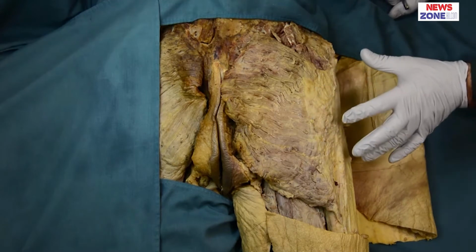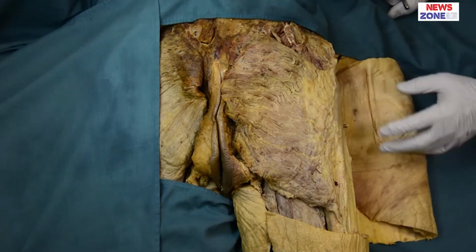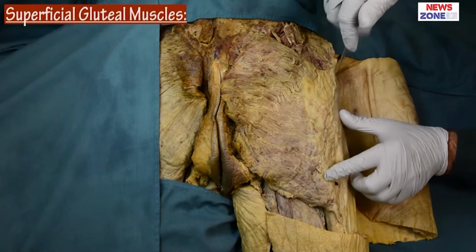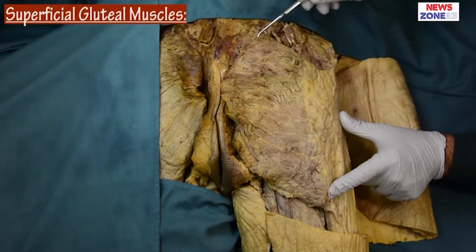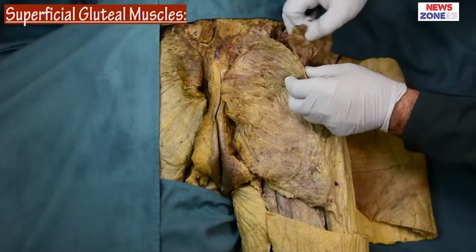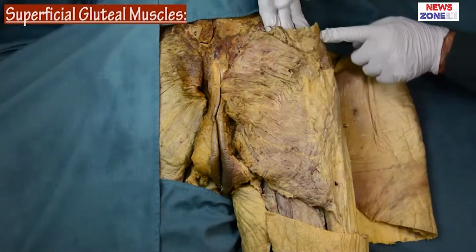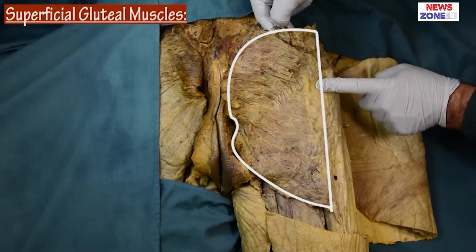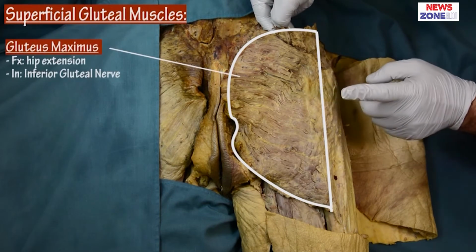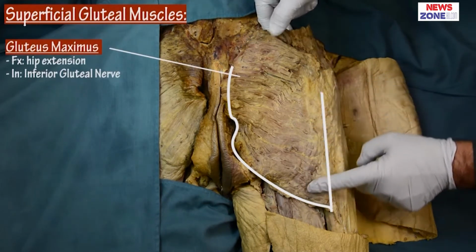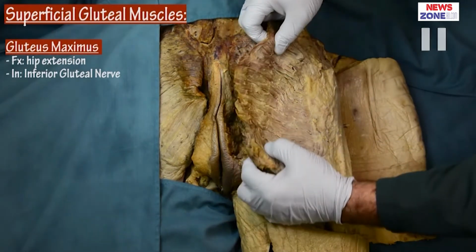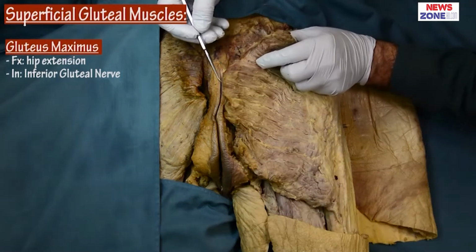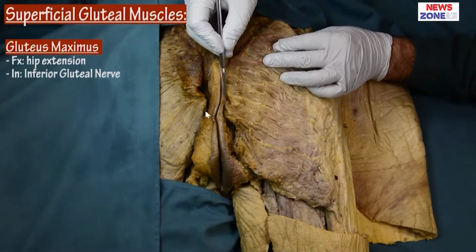Now, whenever you are dissecting the gluteal region, you have to remove the gluteus maximus muscle to see the underlying structures, because the gluteus maximus is so big that it hides the other structures underlying it. The main function of the gluteus maximus is extension of the hip joint, and it is supplied by the inferior gluteal nerve.